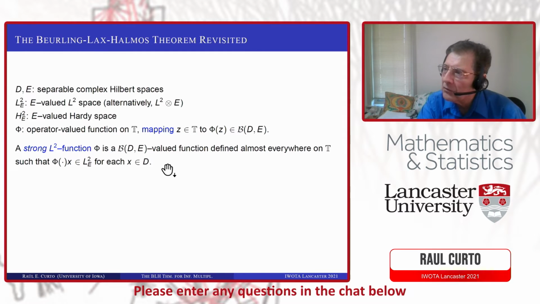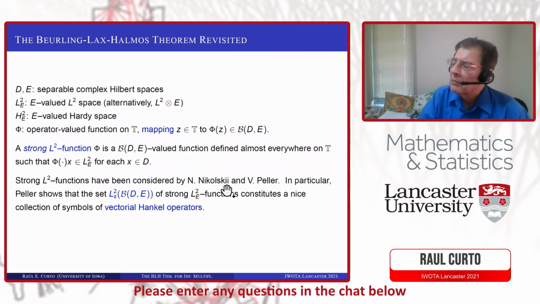Here comes a key notion from Vladimir Peller. A strong L2 function is one that point by point, pointwise, produces an element of L2 E. So we have a function going from the disk to the bounded operators, and that may or may not be an element of L2, but it's strong L2, because you take a vector x and multiply by that. So this will be the value of phi at that vector x, and it's supposed to give you an L2 E function for each x in D.